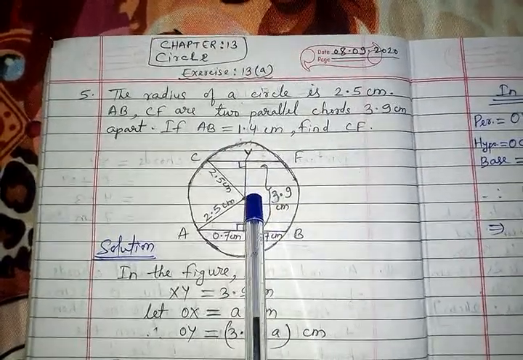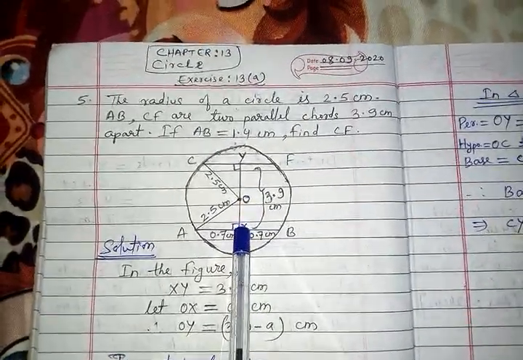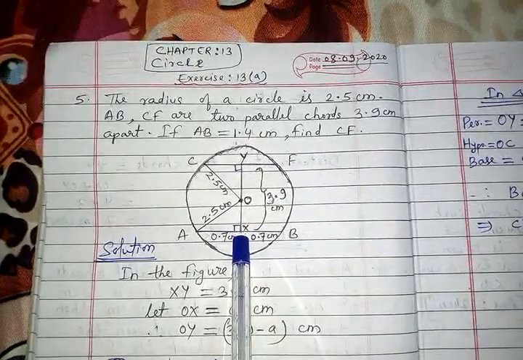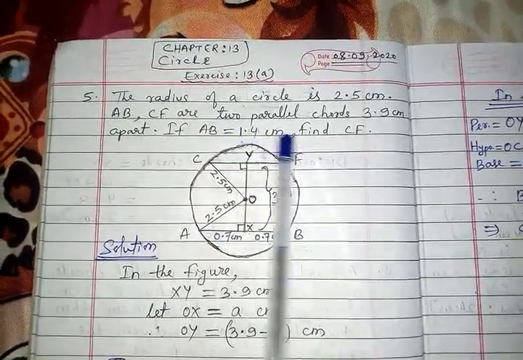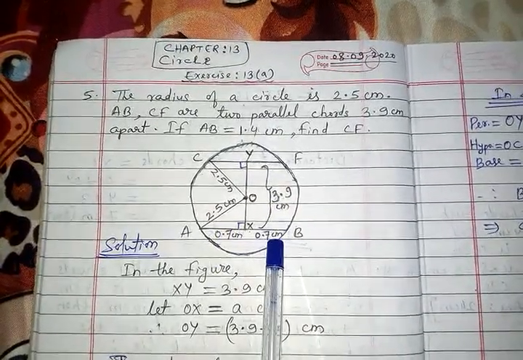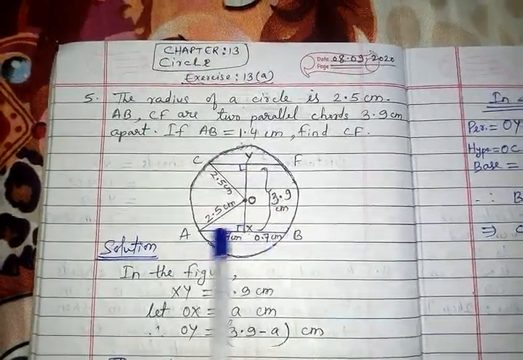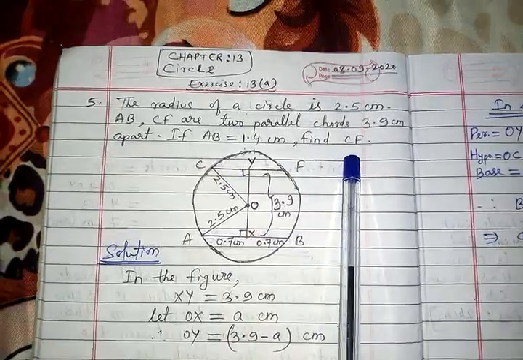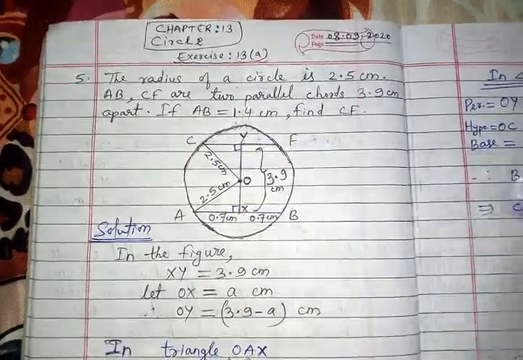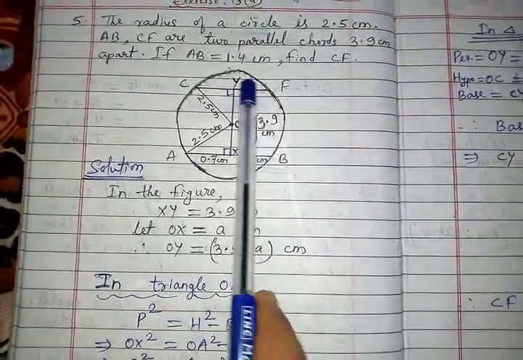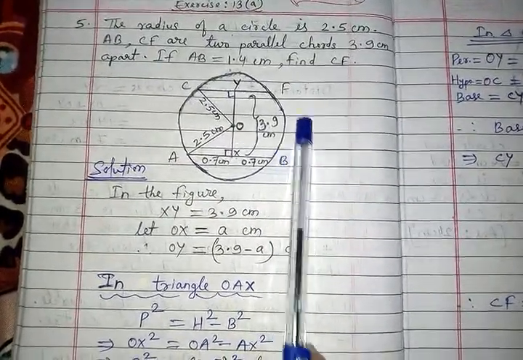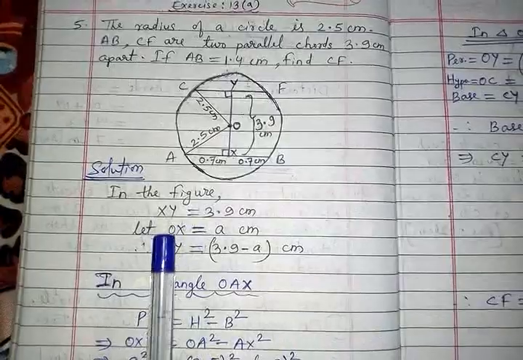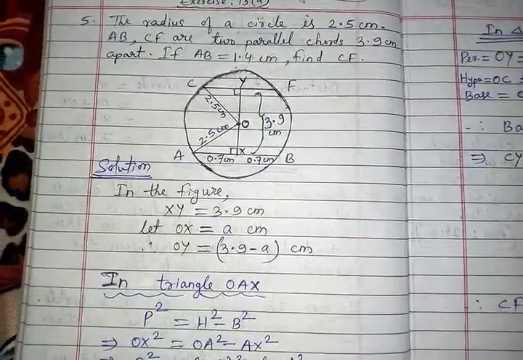But as you all know, any line coming from the center, when it touches the chord, bisects the chord equally. So 1.4 became 0.7, 0.7, equally bisected. Now we have to find the length of CF, that is the second chord. So let us begin. This diagram is made by myself. It was not given in the book. I read the question, understood it, and then drew this diagram.